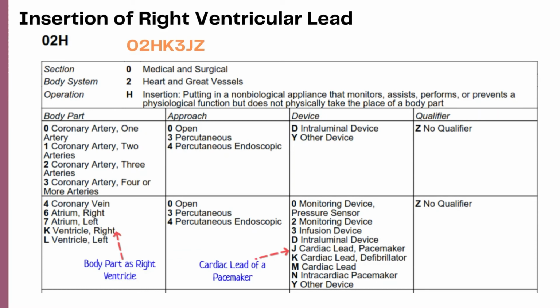And the fourth code, this is the table for the insertion of the right ventricular lead. The only difference is the body part value. Section is medical and surgical. Body system is heart and great vessels. Root operation is insertion. Body part would be right ventricle. Approach is percutaneous. Sixth character for the device would be cardiac lead of a pacemaker. And the seventh character is no qualifier, which is Z.